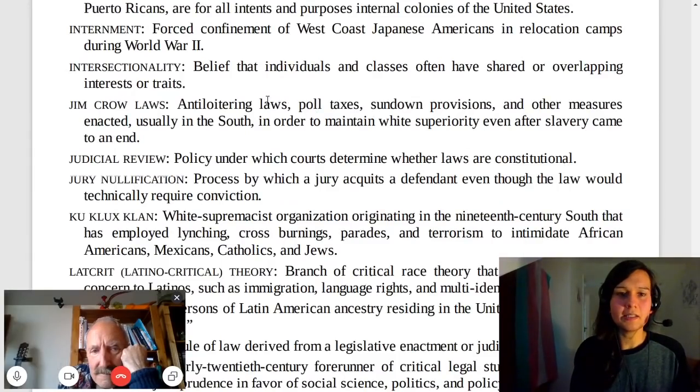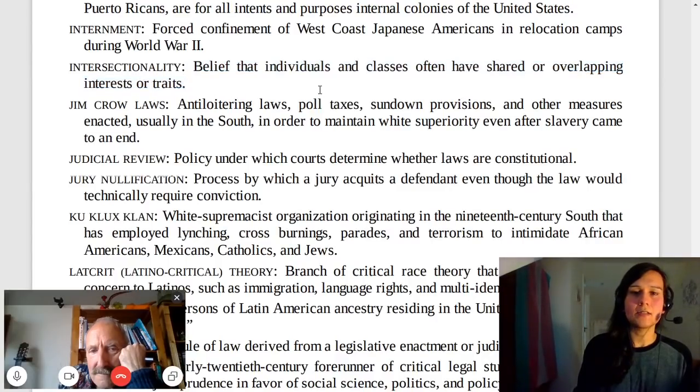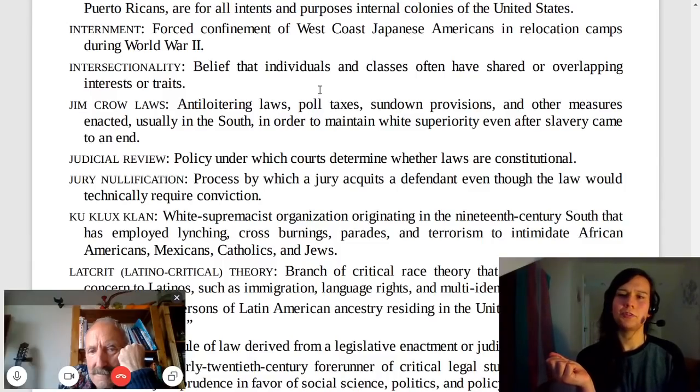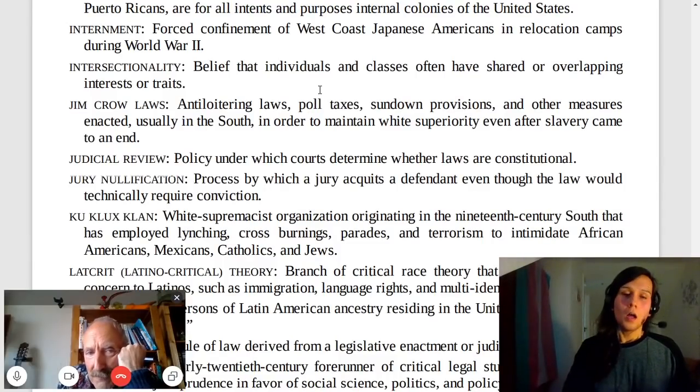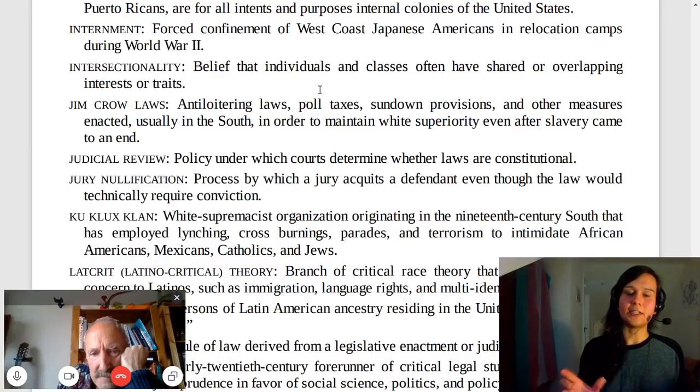Let's see what they say in the glossary. "Believe that individuals and classes often have shared or overlapping interests or traits." I mean, this is true. It's a bit woolly. I think I could have done better than that personally. I would explain it as there are certain social phenomena which cannot be explained by the influence of a single kind of social bias or social power, and can be explained by an intersection of them.